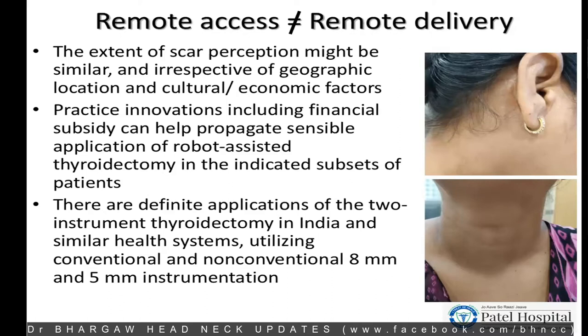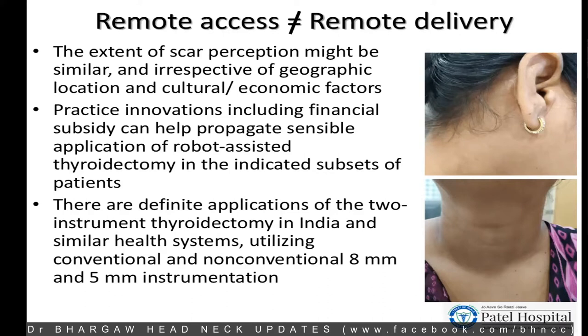Remember that when you talk about financial subsidy, you can do some practice innovations. Just decreasing the number of instruments from 3 to 2, keeping it equally safe, we were able to save about 30 to 35,000 per patient. And currently, we are charging our patient only the cost of 2 instruments, as well as a routine thyroidectomy. And that would be something which a patient would generally be open to spending.